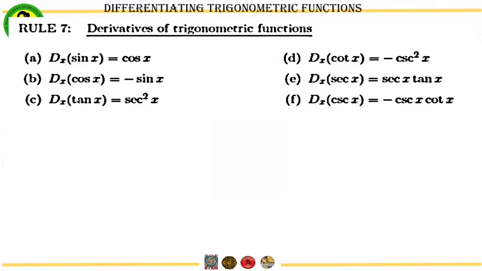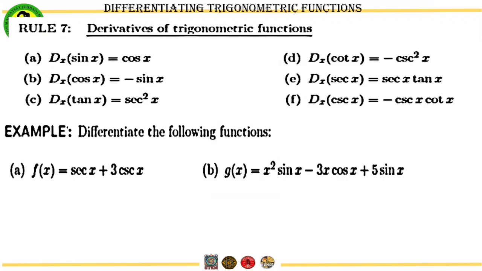The derivative of sine x is equal to cosine x. The derivative of cosine x is equal to negative sine x. The derivative of tangent x is equal to secant squared x. The derivative of cotangent x is equal to negative cosecant squared x. The derivative of secant x is equal to secant x times tangent x. The derivative of cosecant x is equal to negative cosecant x cotangent x.